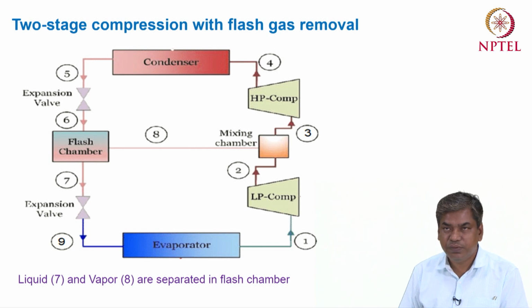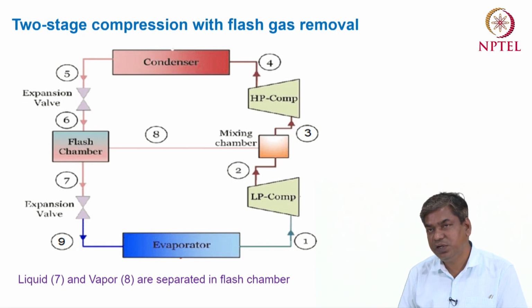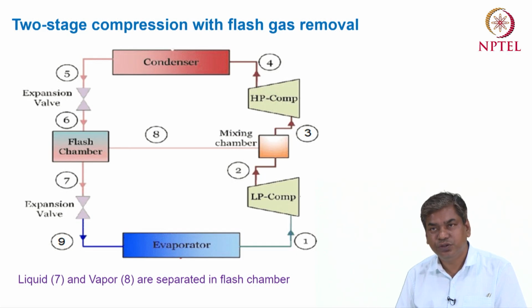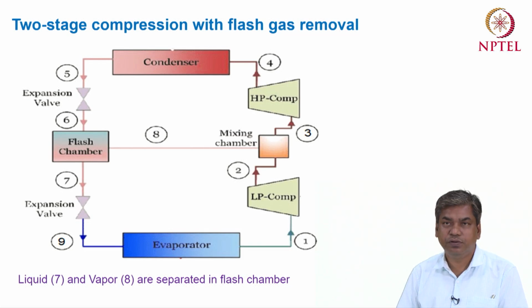So here we are using two compressors, and in between the two compressors we again get intercooling, but this intercooling is not due to an external intercooler. We get this intercooling due to the saturated vapor coming from the flash chamber.